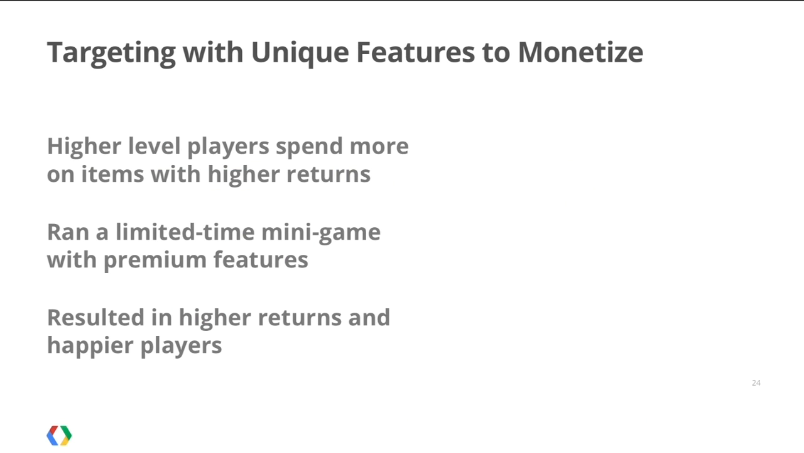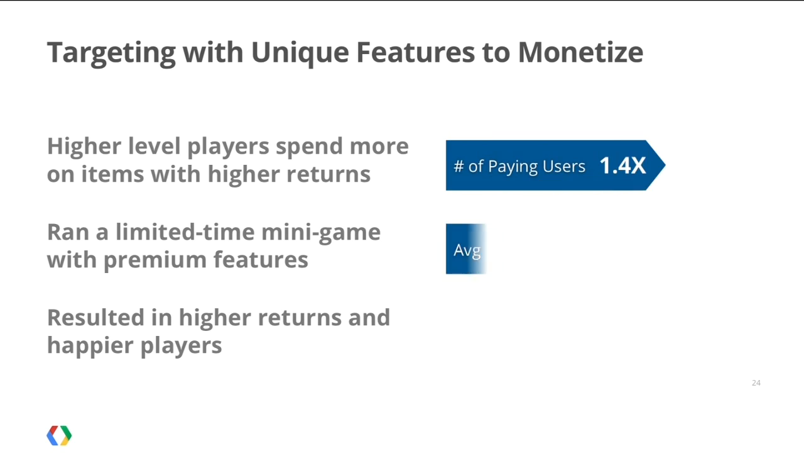So as a continuation of that, what they discovered is higher-level players really spend on items that have higher returns. For example, you may be buying 99-cent crystals in the beginning, and you're like, oh, I'm going to try this out. But as you mature to later levels of the game, you start to see people buying larger amounts, maybe with a discount, maybe with larger returns. They also ran a limited mini game with premium features, which resulted in much higher returns and happier players.